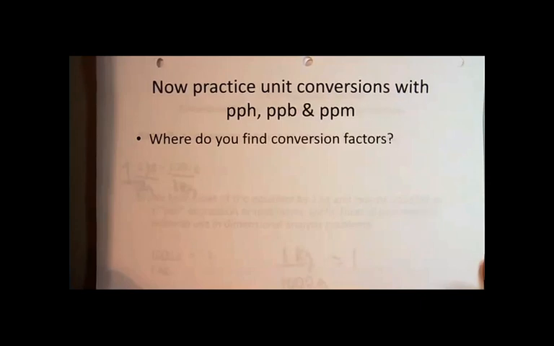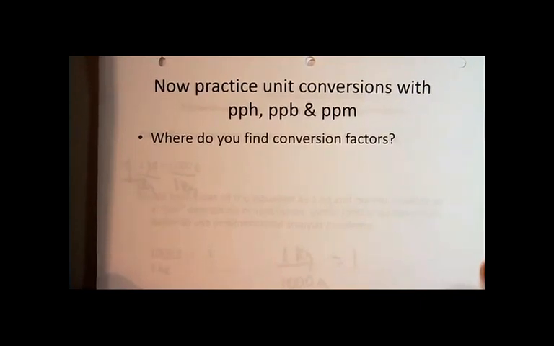The question would be, well, for example, the example I just showed you, 1 kilogram equals 1,000 grams, that's just the metric unit for mass, and a kilo was defined as 1,000. And so that's how we knew that 1,000 grams equals 1 kilogram, because the kilo is 1,000. So what about this business with PPH, PPB, and PPM? Well, we can define these numbers in a similar way.